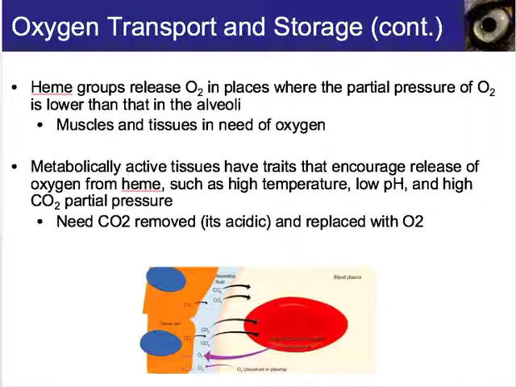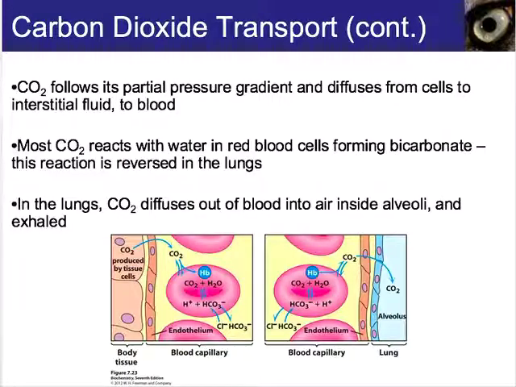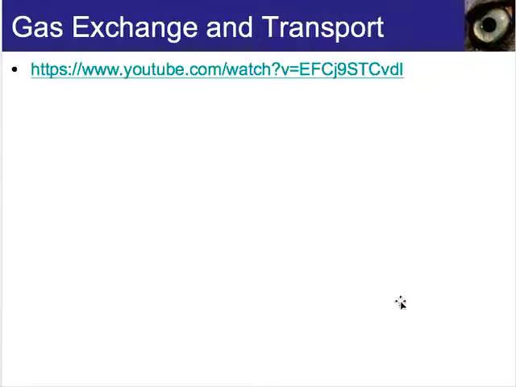Hemoglobin contains something called heme groups, and they're the ones that are going to release oxygen in places where there are low oxygen levels. So for example, in your muscles and tissues that need oxygen, what's going to happen is the red blood cells are going to release that oxygen into those tissues and pick up the CO2. CO2 also follows this diffusion. So CO2 is going to leave those tissues and go to the red blood cells, which have a lower concentration. And when those red blood cells get to the lungs, they're going to release that CO2 into the lungs where there is a low concentration of CO2.